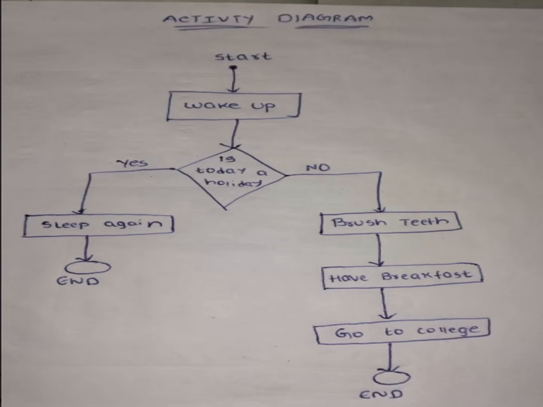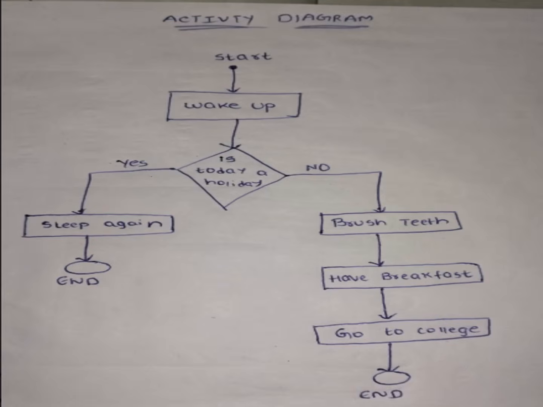Okay. Write clear activity names and avoid messy lines. Your examiner should understand the flow in one glance. A neat diagram will provide you higher marks and will provide higher retention as well. And see whether there is a decision. If no, brush teeth, have breakfast, go to college. Even if you have yes, sleep again, right? And you have to complete that with end, or you can merge this with this end. Okay, don't forget that.